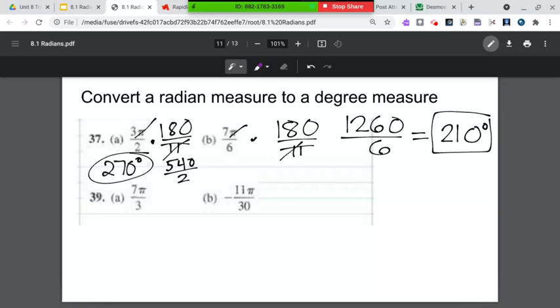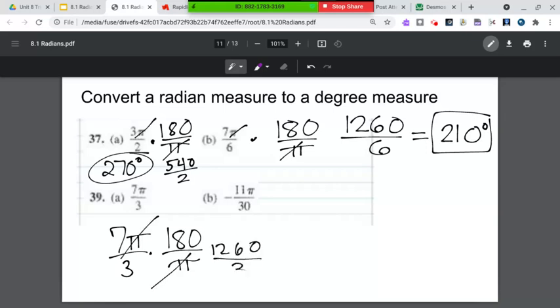Seven pi over 3. Convert it to a degree measure. I take 7 pi over 3 and I multiply by 180 over pi. Pi's cancel. 7 times 180, we just did that, is 1260. 1260 divided by 3 is 420 degrees.